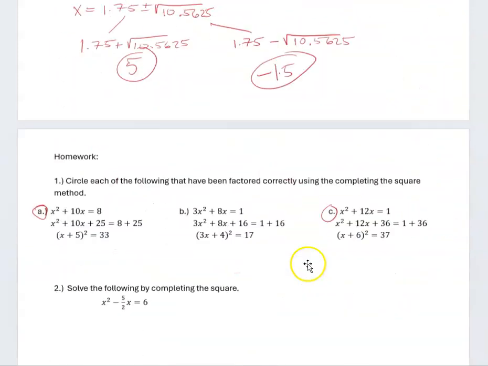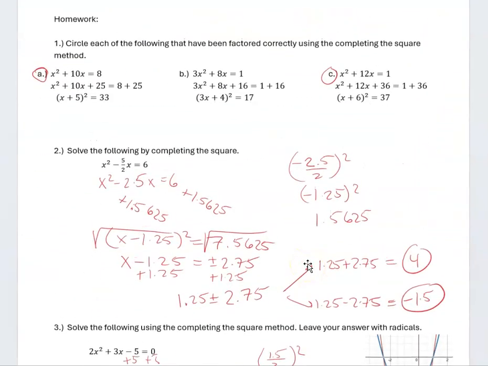Okay. Now let's take a look at the homework. This one says circle each of the following that have been factored correctly using the completing the square method. So on this one, you would do half of b and square it. When you do half of b, half of 10 is 5, 5 squared is 25. Add 25 to both sides, and you end up getting x plus 5 squared.